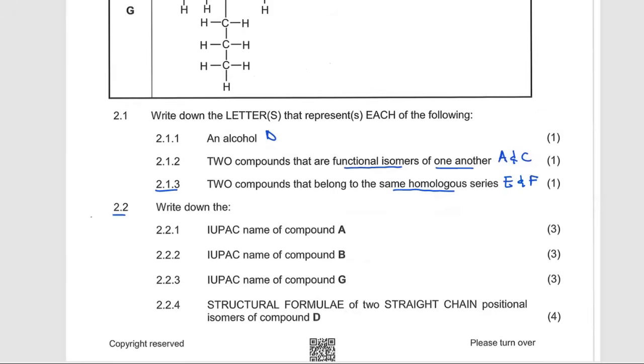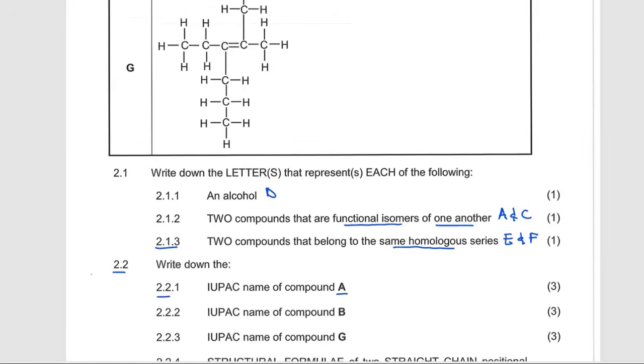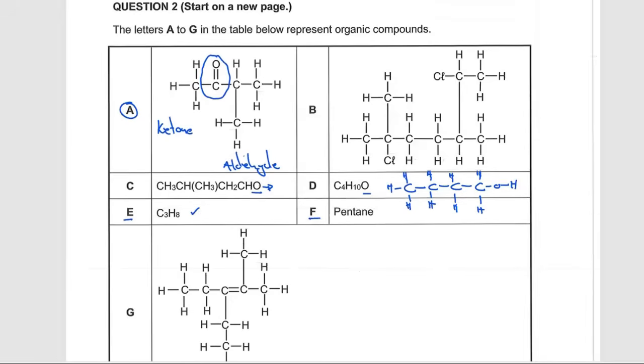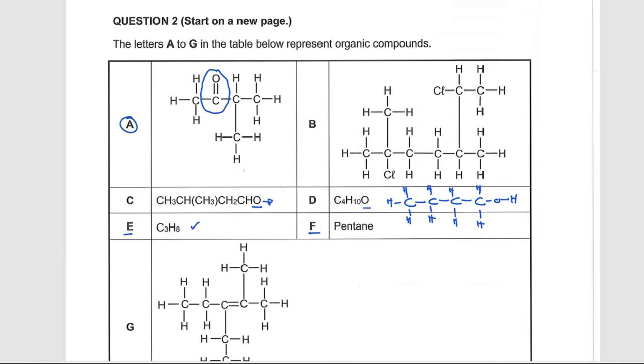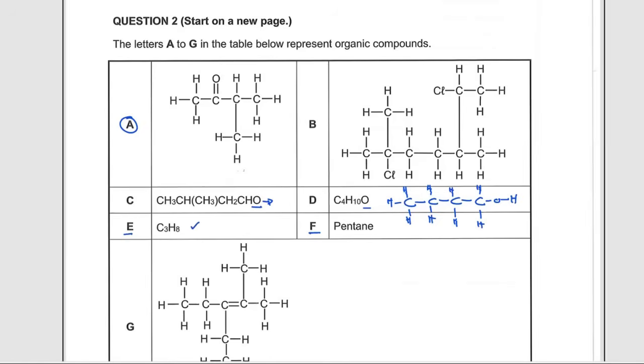Then moving on to 2.2.1, write down the IUPAC name of compound A. So let's go back to our compound A. We already know this is a ketone. Let's start by numbering. Remember, we start numbering from the side closest to the functional group. So this one is going to be carbon number 1, 2, then 3, and then carbon number 4. It means on carbon number 3 we've got a side chain or a substituent there. So the name there is going to be 3-methyl.